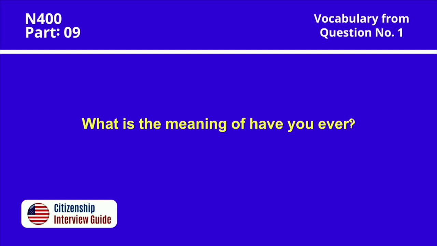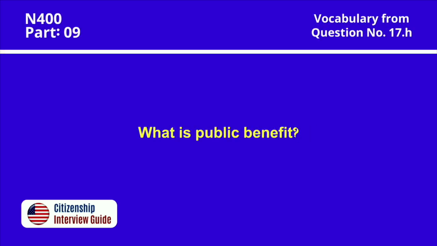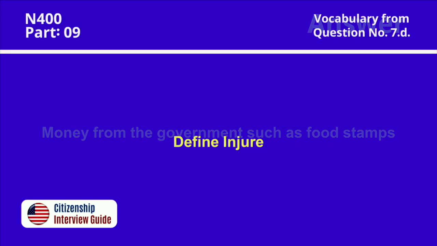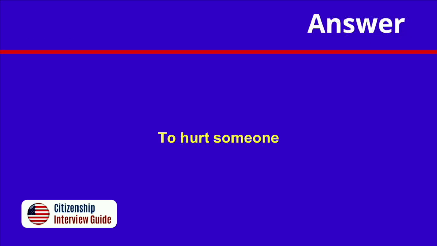What is the meaning of have you ever? Anywhere in the world, at any time. What is public benefit? Money from the government, such as food stamps. Define injure. To hurt someone.